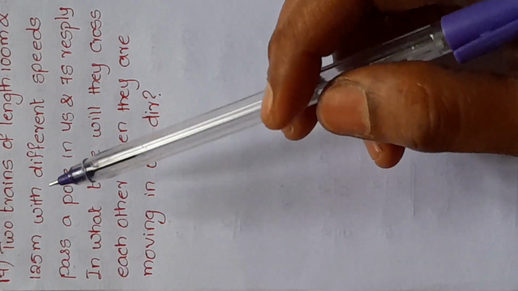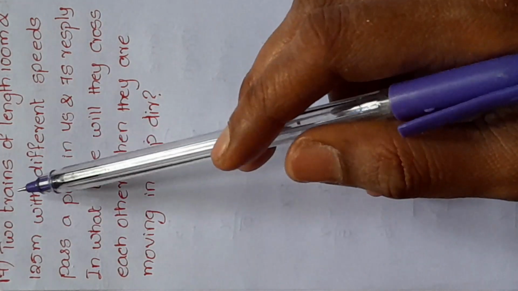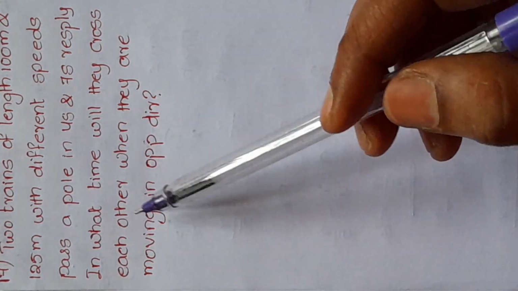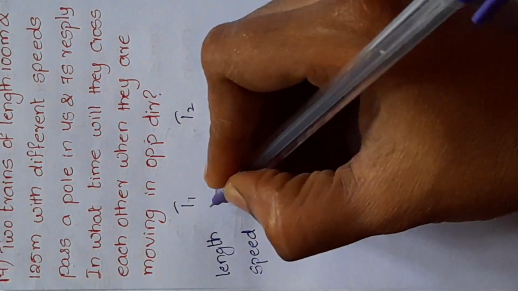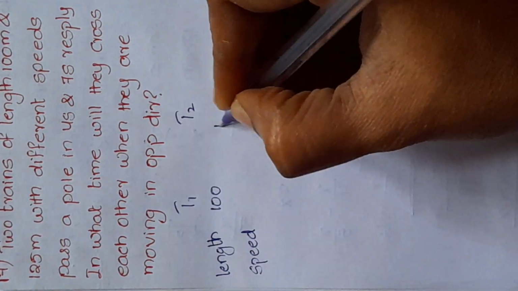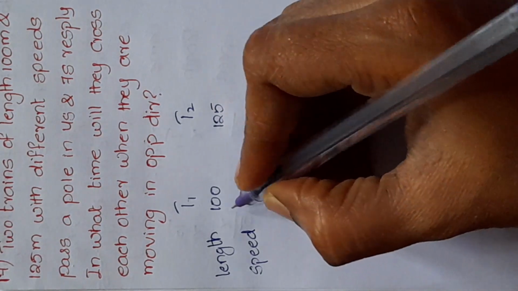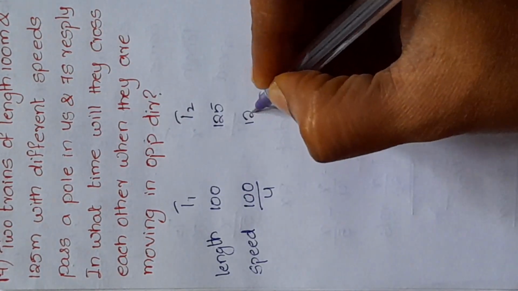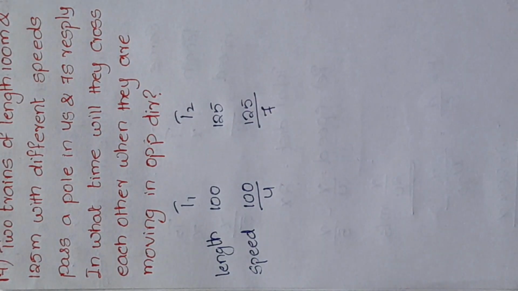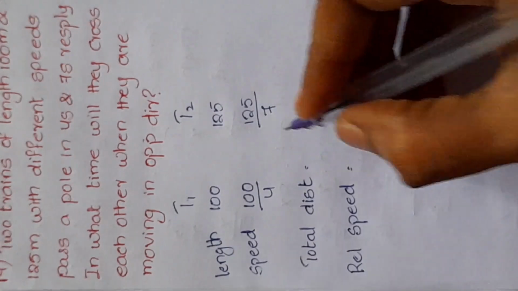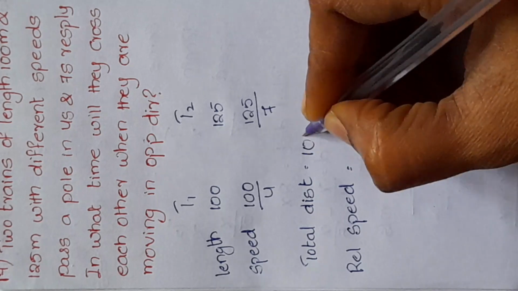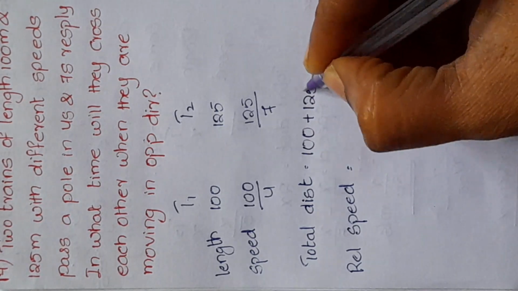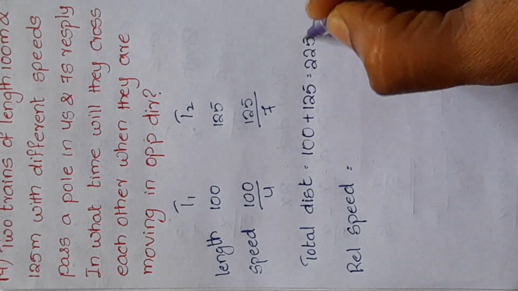Question number 17. This is similar to question number 16, but here the trains are of unequal length and both are moving in the opposite direction. Let us solve this. Length of the first train is 100 meters and length of the second train is 125 meters. Now the speed becomes 100 by 4 seconds and in this case 125 by 7. Now the total distance traveled becomes the sum of the lengths of the trains, that is 100 plus 125, that is 225 meters.